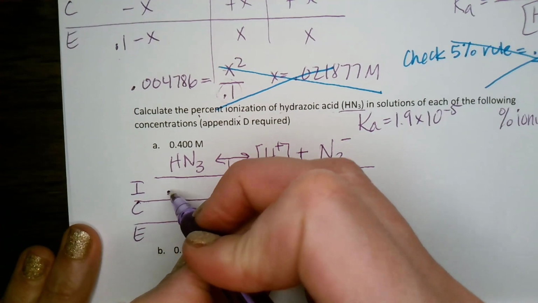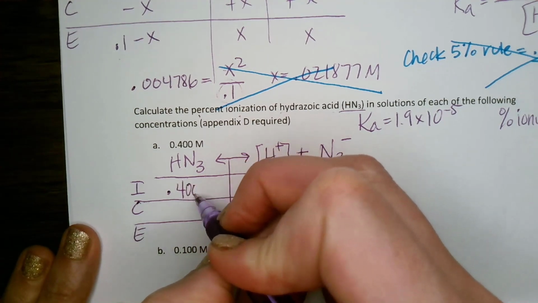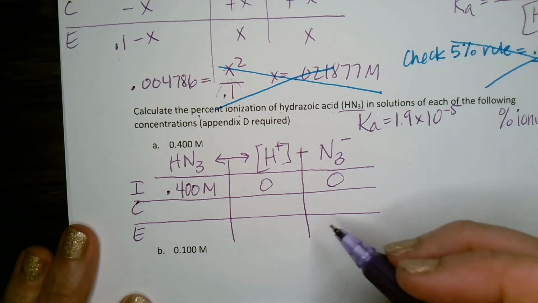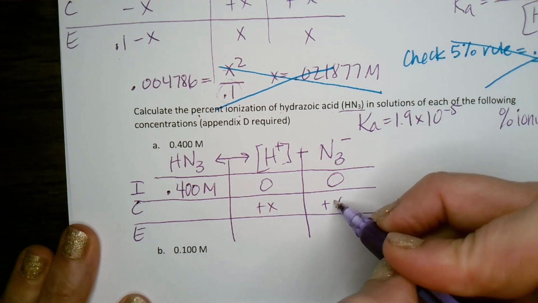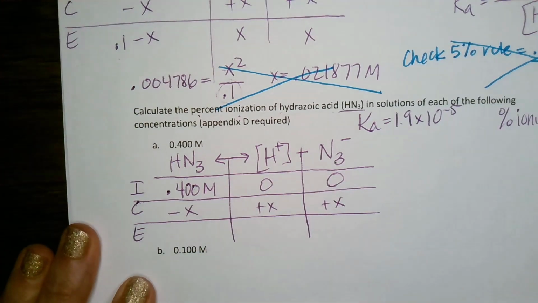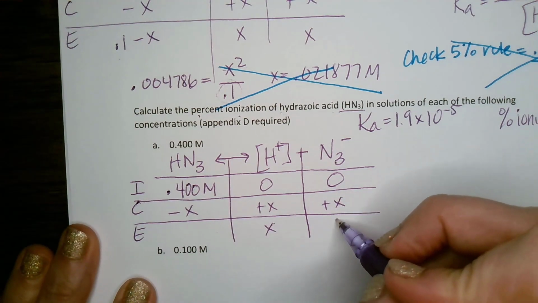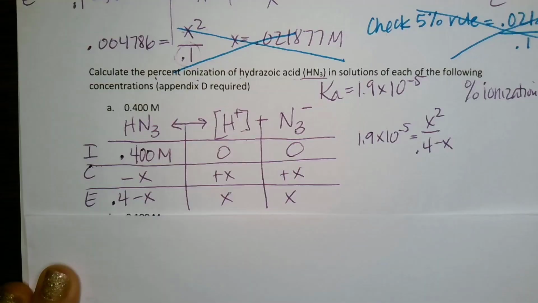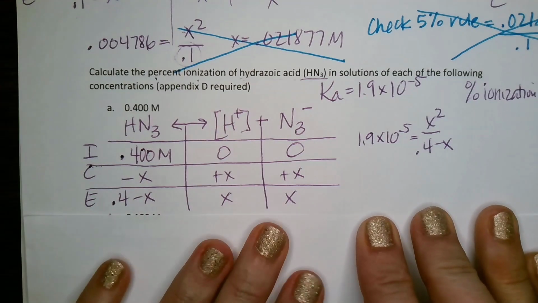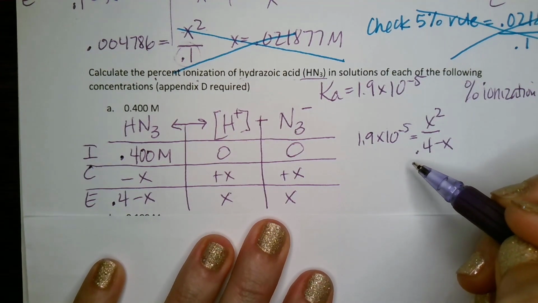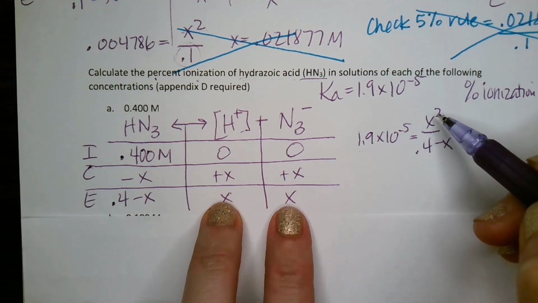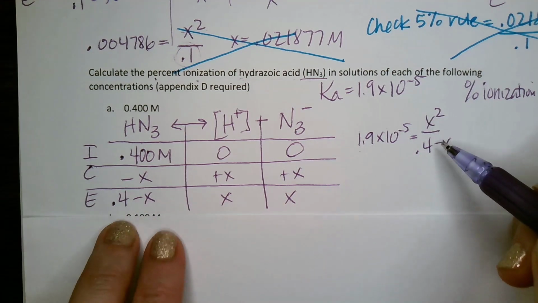Again, we're starting with 0.400 molarity, no product. We know that we're adding X. We know that we're losing X. So here we've got X, X, and 0.4 minus X. Now, let's set up to find X. So we've got our Ka is equal to our products, X times X, or X squared, over our reactants.